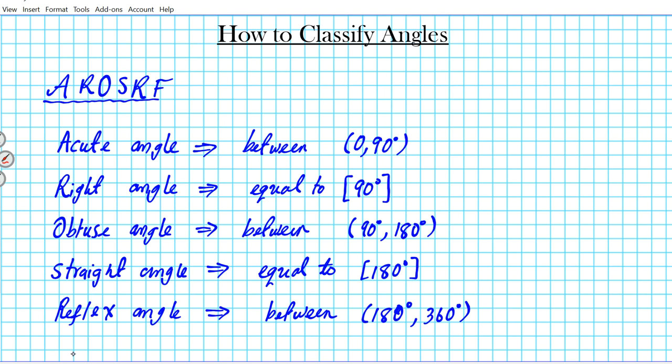And the F stands for a full angle. Okay, think about rotating. A full rotation takes you exactly where you started from, and that's what a full angle is. A full angle is an angle that is equal to 360 degrees. Okay, all right, so these are the 6 classifications we're going to be using in the following examples.